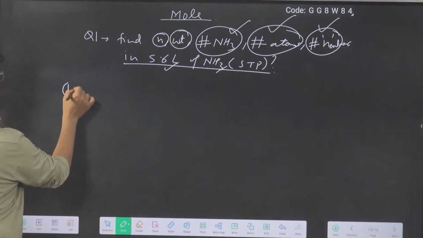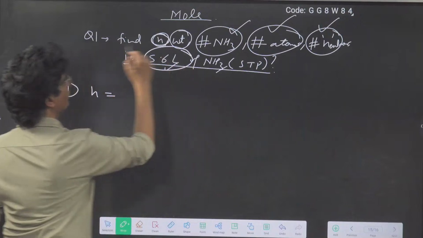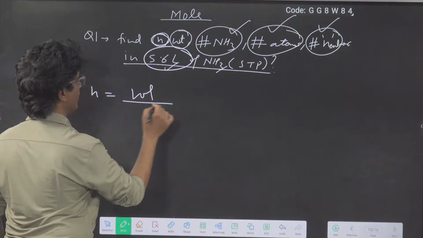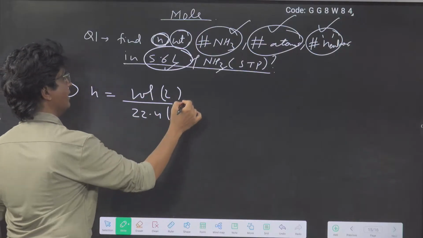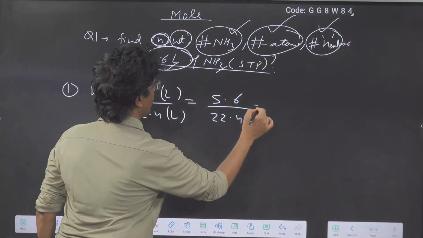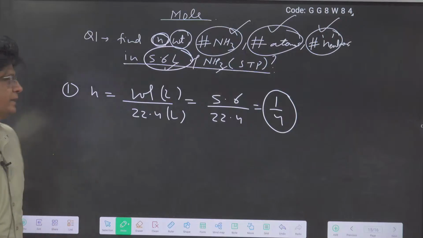First, we'll solve number of moles. When they have given you volume of gas, number of moles is volume of the gas given upon 22.4. They both have to be in terms of what? Liter. So volume given is 5.6, this is 22.4, and this will be 1 by 4. Yes or no? Right. Tick.